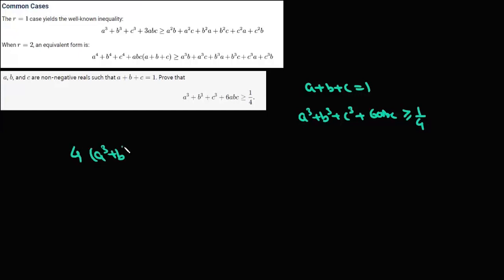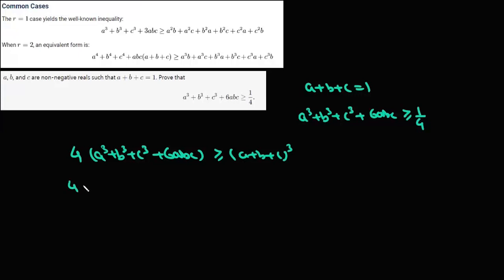Say for example, it says if a, b, c are non-negative real numbers such that a plus b plus c is 1, then prove that a cube plus b cube plus c cube plus 6abc is greater than or equal to 1 by 4. What we can do is we can write this as 4 times (a cube plus b cube plus c cube plus 6abc) is greater than or equal to 1, and we can write this one as (a plus b plus c) whole cube.